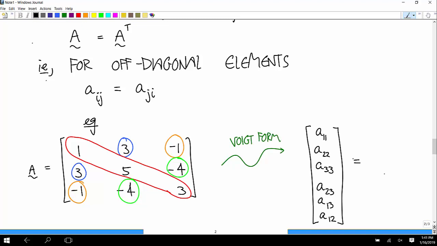So for this case, that's 1, 5, 3, and then -4, -1, 3.